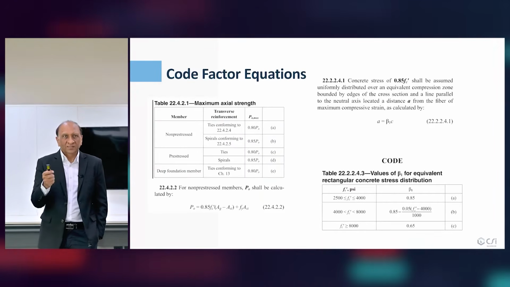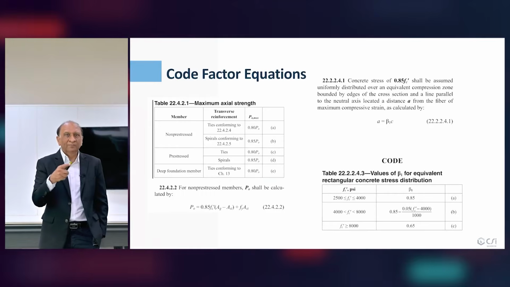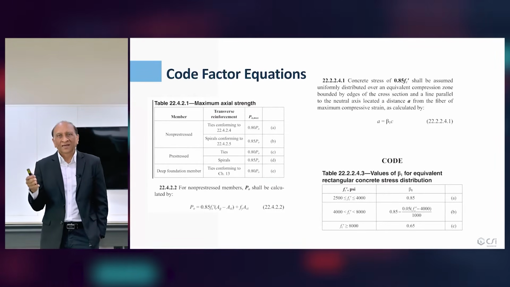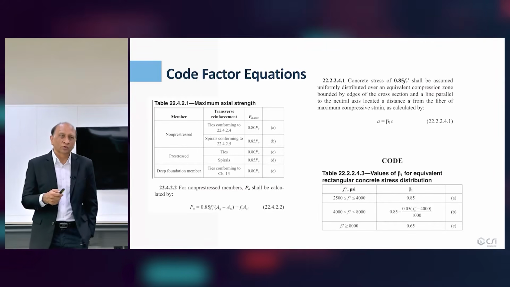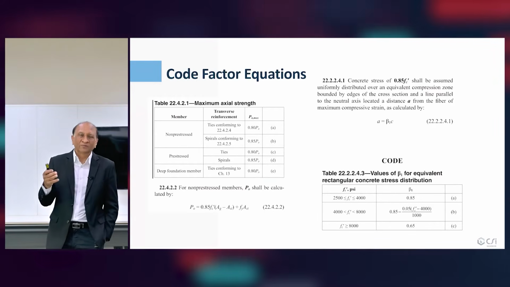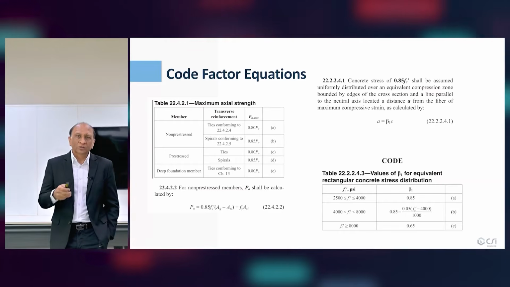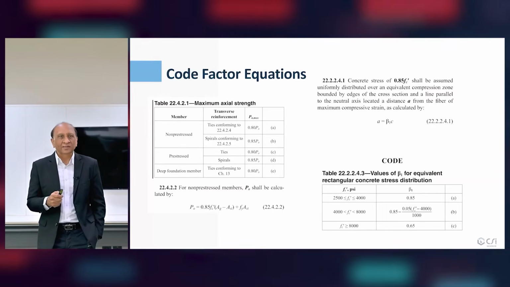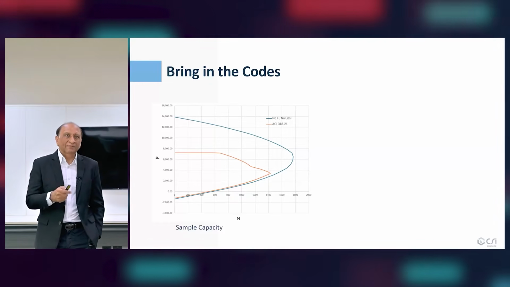And these are the factors from the codes. You can see here ACI and other codes. These factors could be 0.85, 0.7, 0.9, or in the case of the Eurocodes, gamma could be 1.15, 1.5, and so on. So we have those mechanisms to modify the strength to be less than the theoretical one. This is what happens.